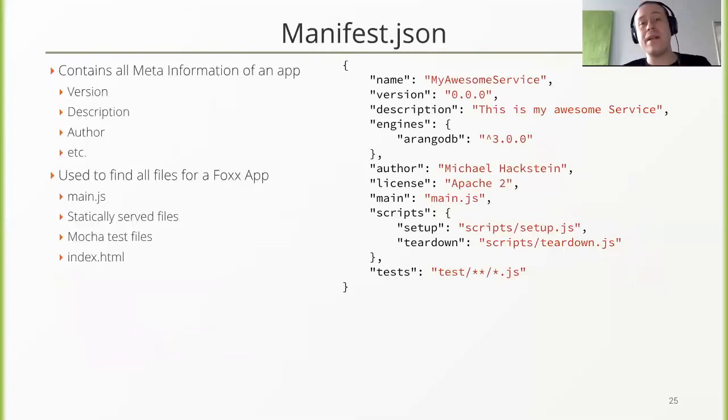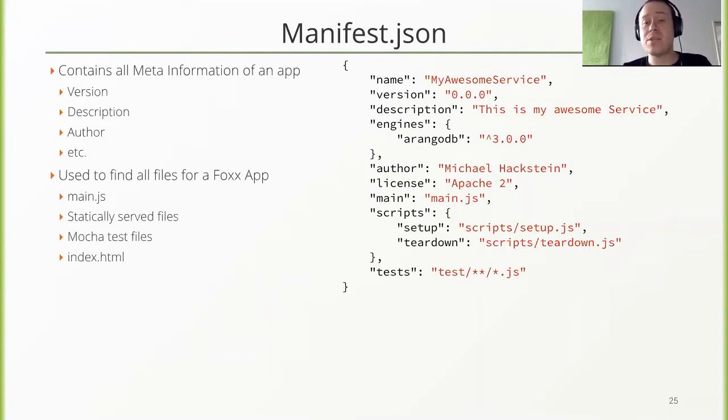So let's talk about the Manifest.json and how this looks. The Manifest.json contains all the meta information of an app, namely the version, description, the author who has written the application, and everything else that you need, license and so on. On the right-hand side, you see one example manifest that I have just generated with my ArangoDB instance. Furthermore, it is used to find all files necessary for the Foxx application.